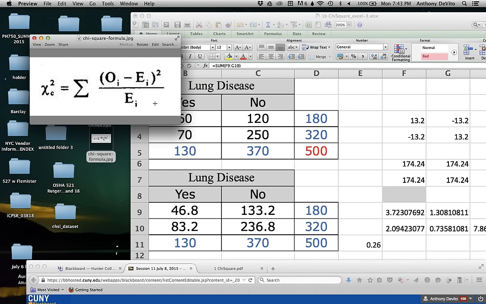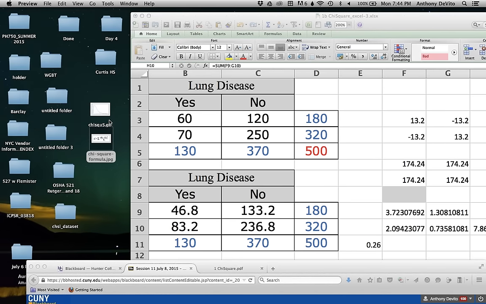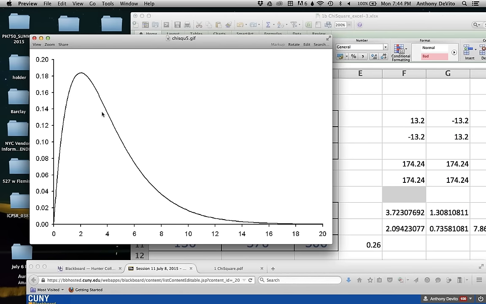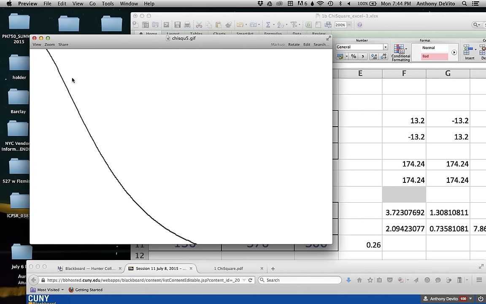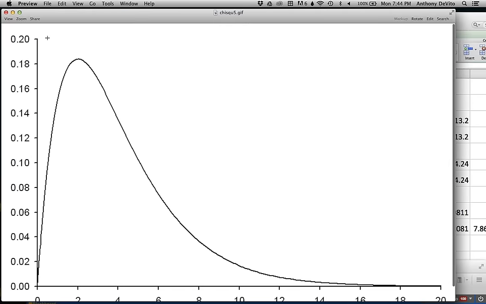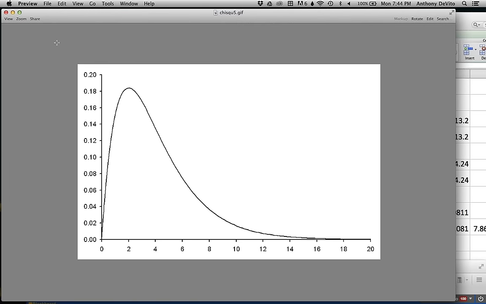So now, okay, that's the formula for chi-square, but what does chi-square mean? Well, chi-square has its own distribution. And this is what the distribution looks like. And what is this distribution telling us? Now, I'm going to make it a little smaller so we can actually see it.